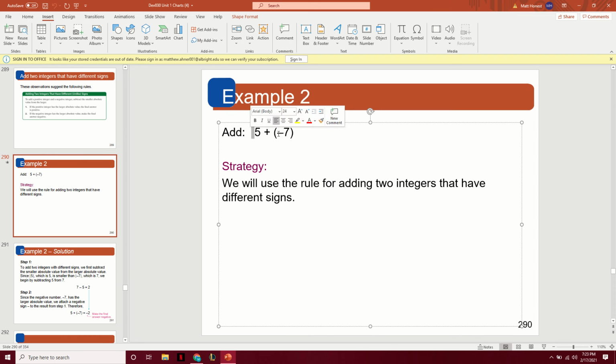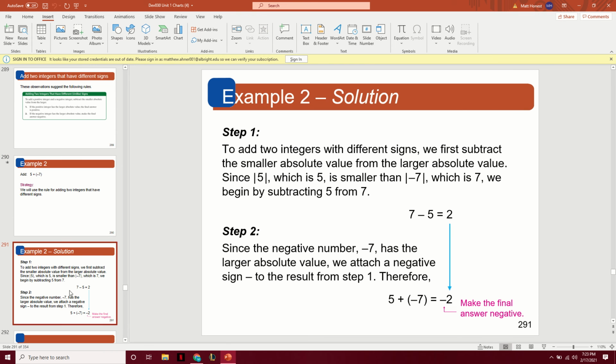If I see 5 plus negative 7, I see that I'm doing addition, and I have two different signs here. This 5 is positive, this 7 is negative. So because they're different, I'm going to subtract them and then give it the sign of the larger number. So if I want to subtract these, I'm going to take the bigger number, which is 7, subtract off 5, so I do 7 minus 5, which gives me 2.